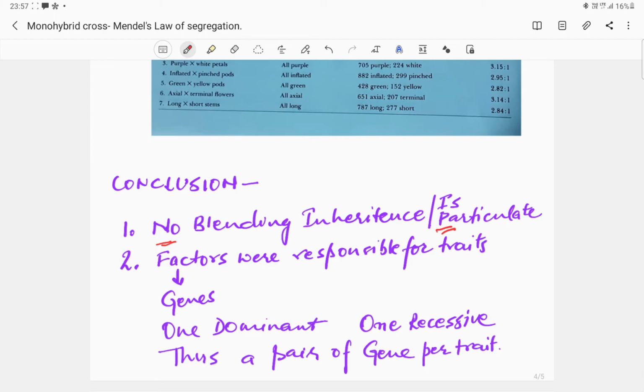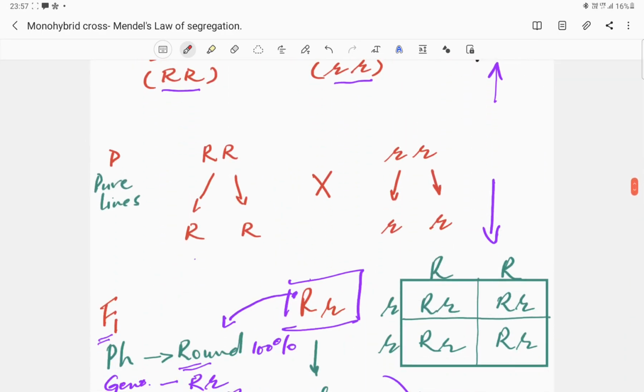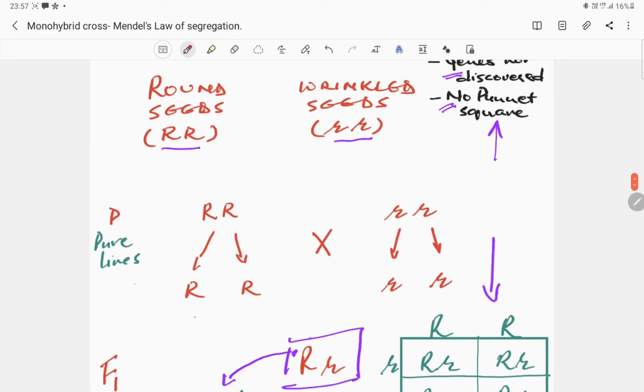Today, we know these factors as genes. And why does he conclude that? How could he conclude that there is no blending? Let us just go up and look at the parents. The parents were pure lines, right? One was a pure line for round seeds, the other parent was a pure line for wrinkled seed.